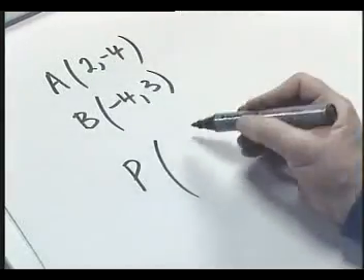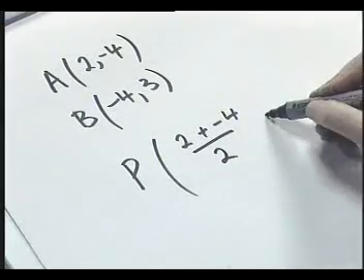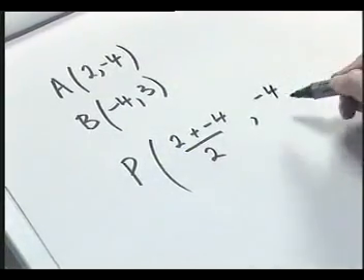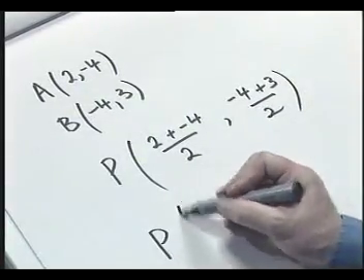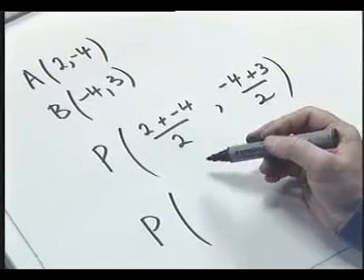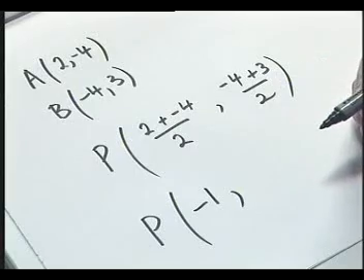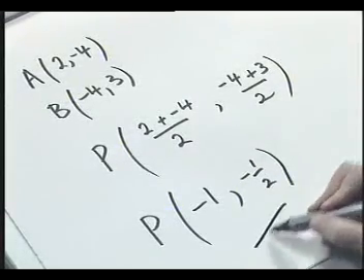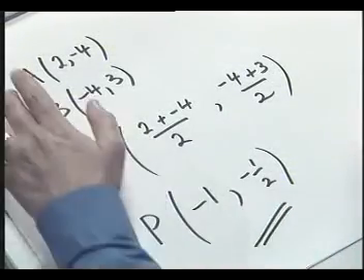The x-coordinate will be the average of the two x-coordinates, which is 2 added to minus 4 over 2. And the y-coordinate will be the average of the two y-coordinates, which is minus 4 added to 3 divided by 2. And if we tidy that up, we'll get 2 subtract 4, which is minus 2, over 2, which is minus 1. And minus 4 plus 3 is minus 1. Minus 1 over 2 is minus a half. So there are the coordinates of the midpoint of the line joining A and B.